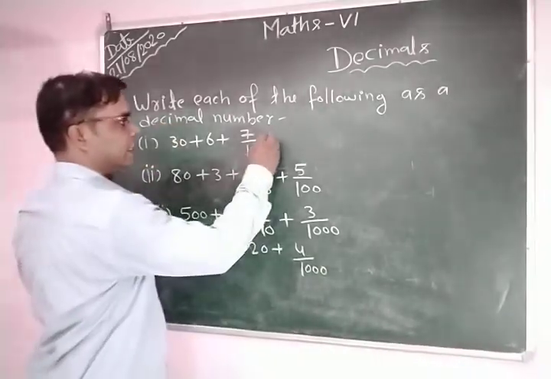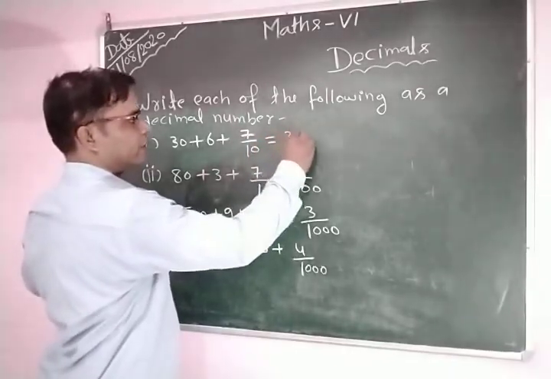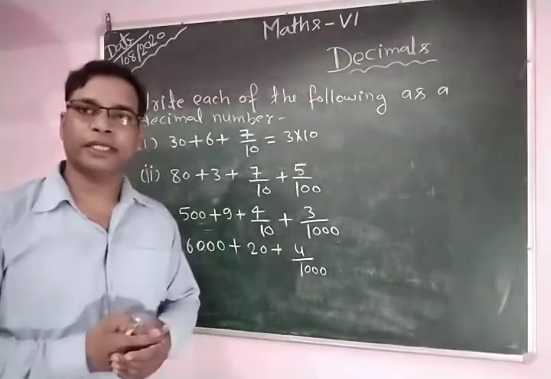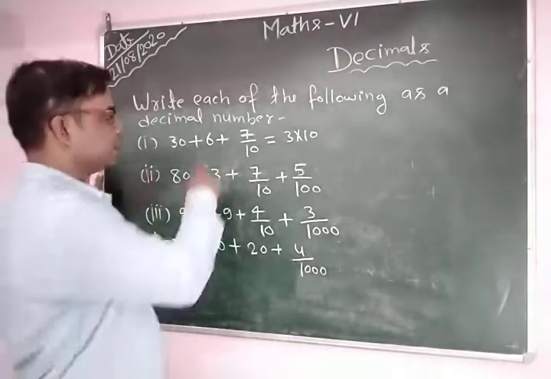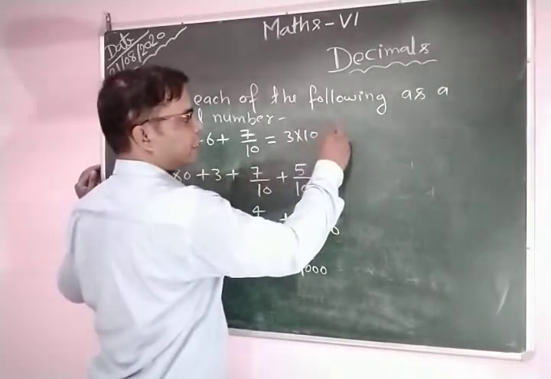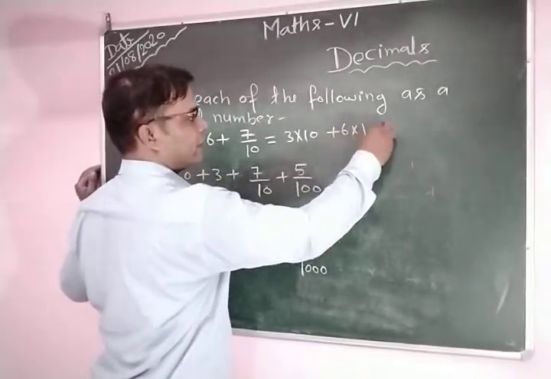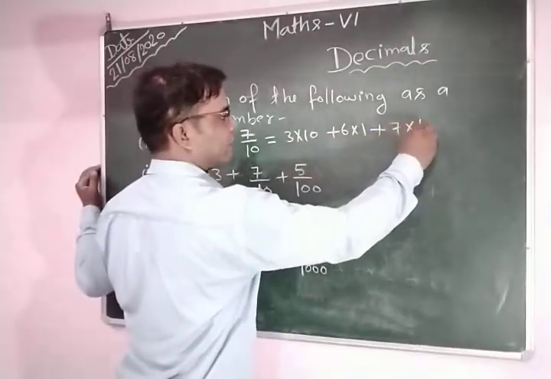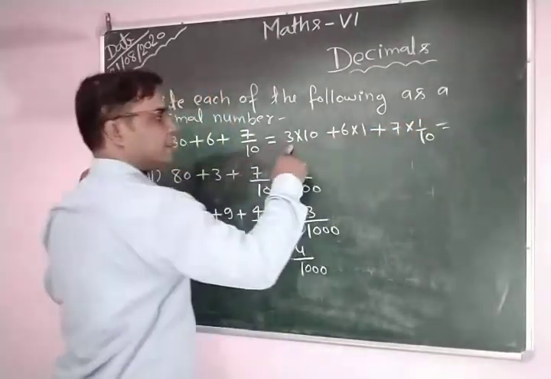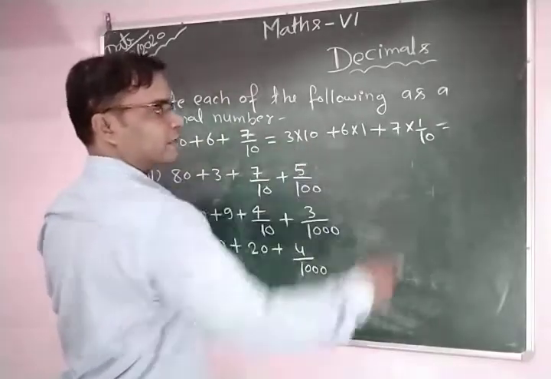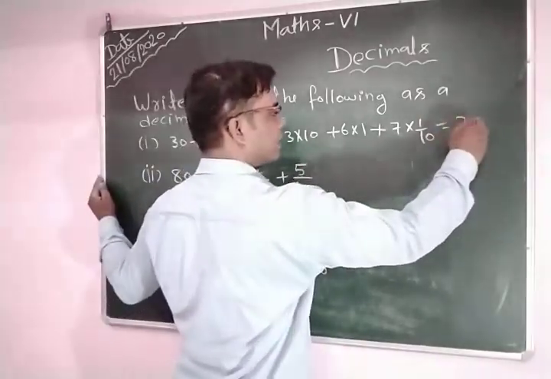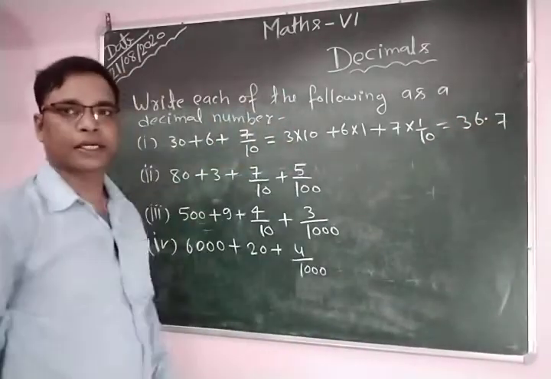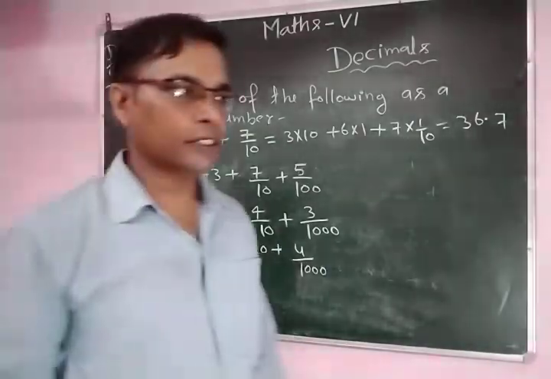So you can write 30 like this, 30 as 3 into 10. This represents 3, the place value of 3 is the tens place. Okay, and this is the ones place 6. You can write 6 into 1 plus 7 by 10. You can write it as 7 into 1 by 10. This is equal to tens place, ones place, and tenths place. So you can write here 36.7. Clear?